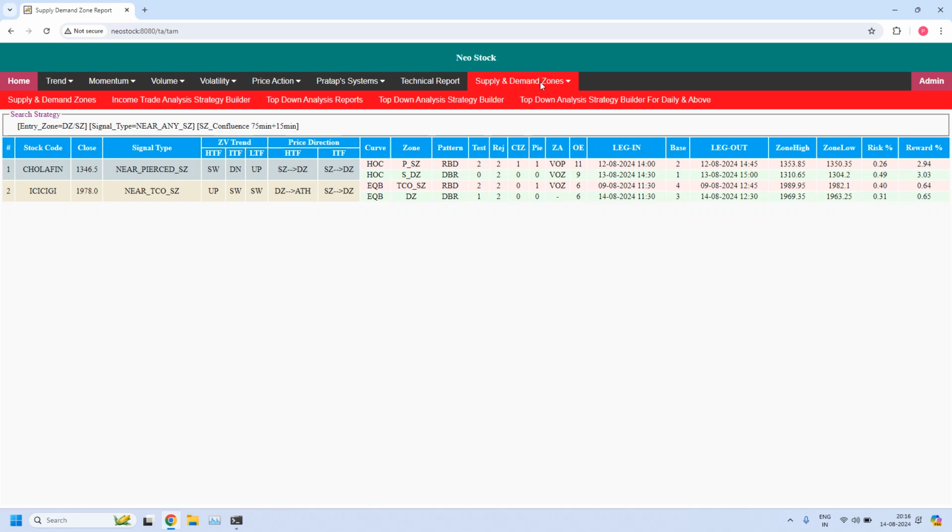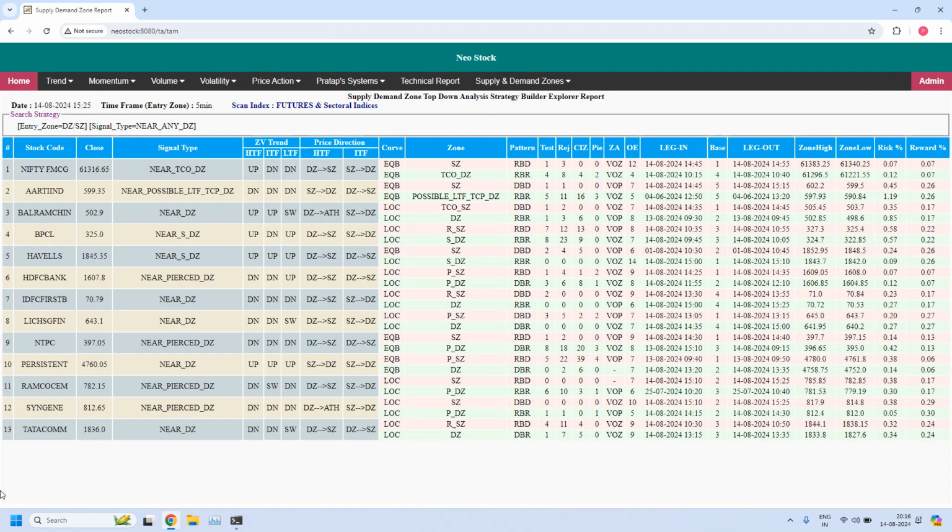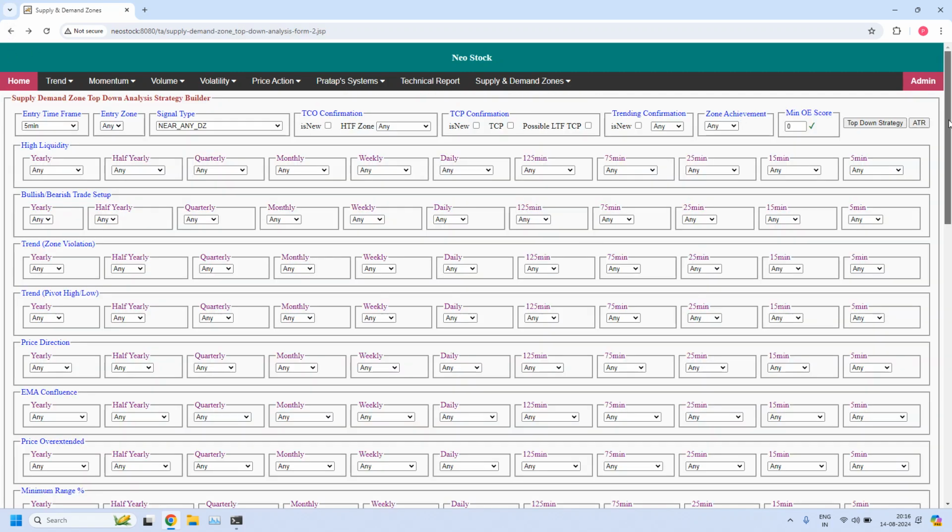And the next time frame is 5 minutes time frame. Let us find the stocks near 5 minutes demand zone. So currently 13 stocks are filtered near to the 5 minutes demand zone. But how many of these zones are having confluence with ITF time frame? That is 5 minutes and 15 minutes demand zone confluence. Let's filter the stocks.